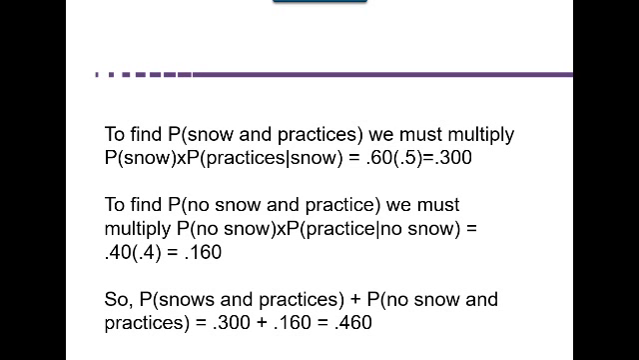So that's all summarized here on this slide. This is a pretty complicated problem, but I hope it helps to illustrate that the "or" is add, and that the "and" is multiply, and that when you have an "and," you have to take into consideration that the first thing has occurred. So you have to use the probability of B given A.